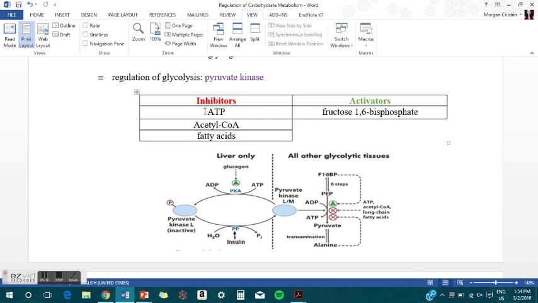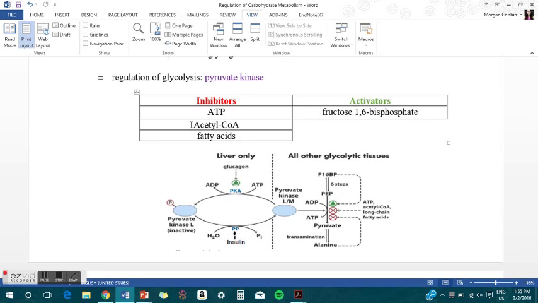Its inhibitors are going to be ATP because, again, if you have a lot of energy in your cell, you're not going to be wanting to break down glucose because you don't really need it, because the sole job of glycolysis is to produce your pyruvate, which can then enter your citric acid cycle, which is going to produce you some ATP. So if you already have it, you don't need to go through glycolysis. Another inhibitor is going to be acetyl-CoA, and this is because you use that pyruvate to make acetyl-CoA. So if you already have a high amount of acetyl-CoA, you're not going to need to convert that pyruvate to it, so you won't need to make pyruvate in the first place.